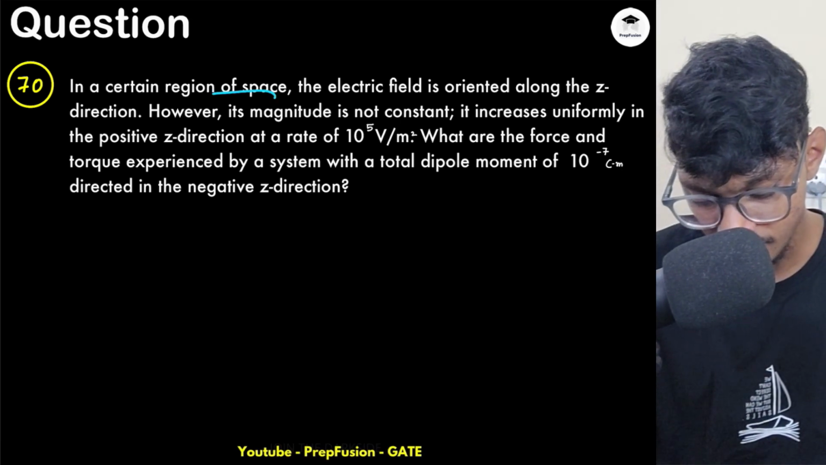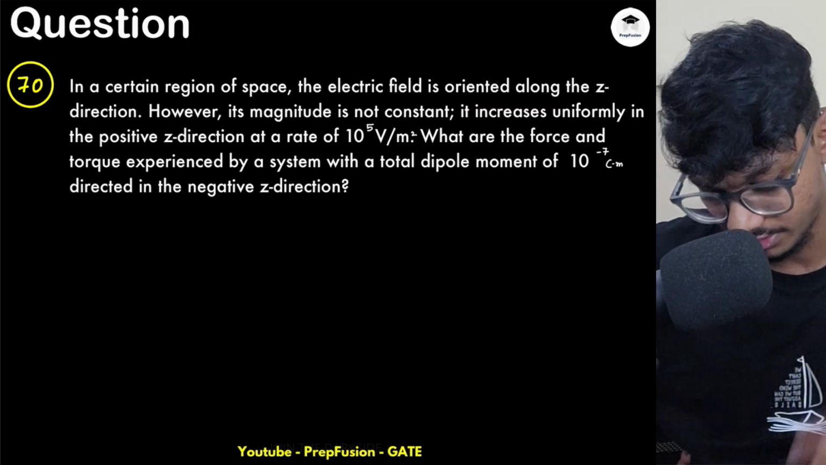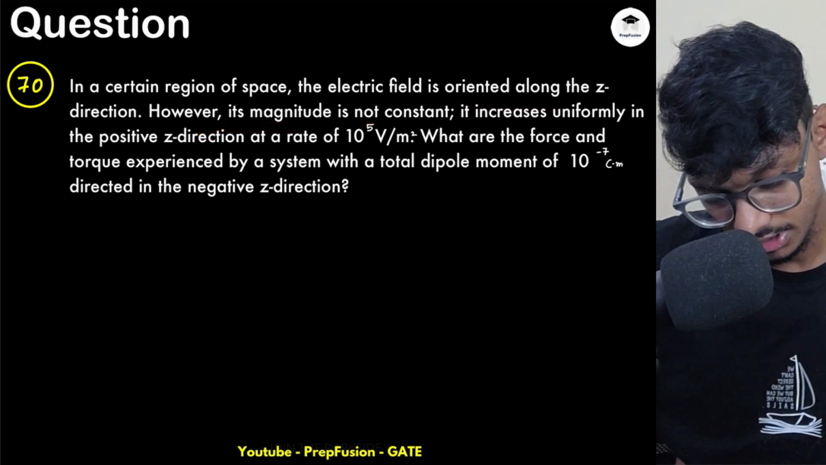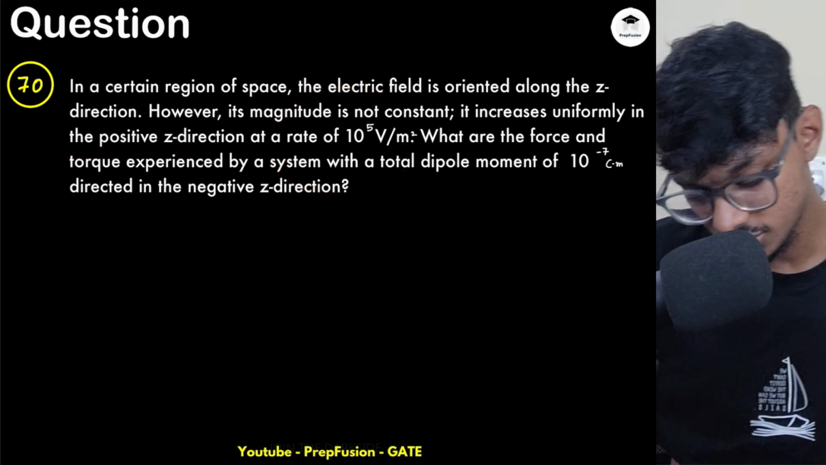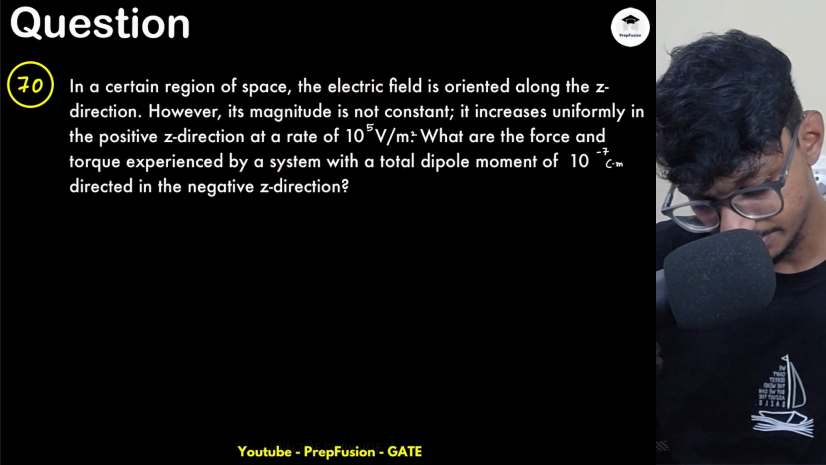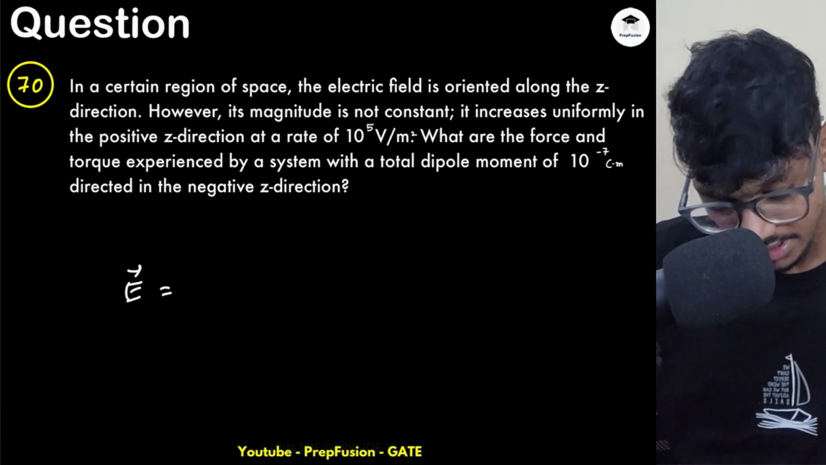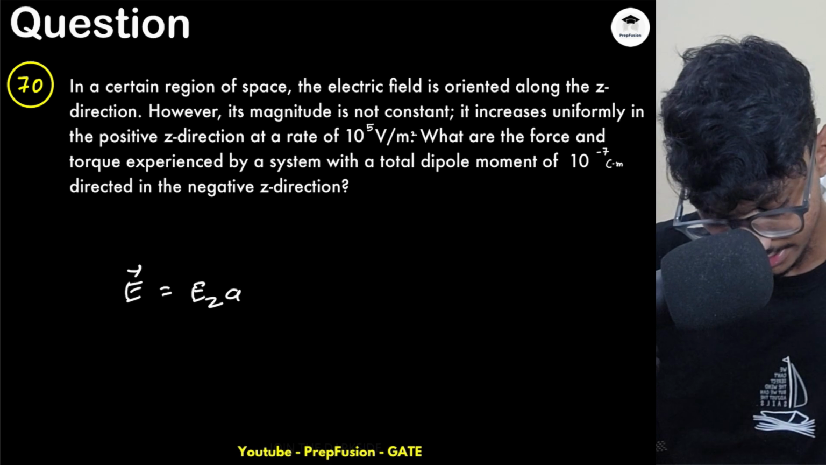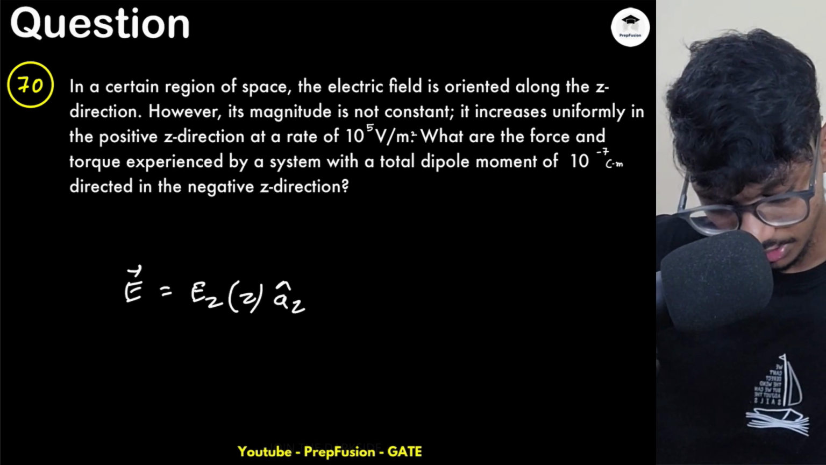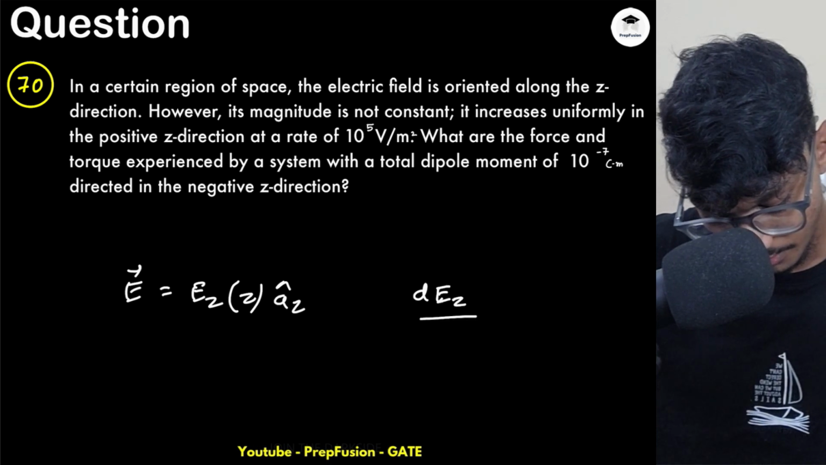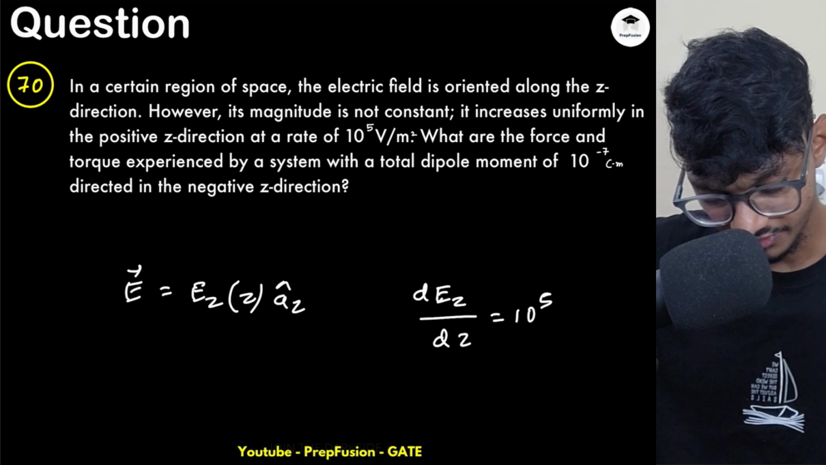Now in a certain region of space, the electric field is oriented along the z direction. However, its magnitude is not constant. It increases uniformly in the positive z direction at the rate of 10 raised to power 5 volt per meter square. So basically electric field is only along the z direction, and it is a function of z. It increases linearly with 10 raised to power 5 volt per meter square.